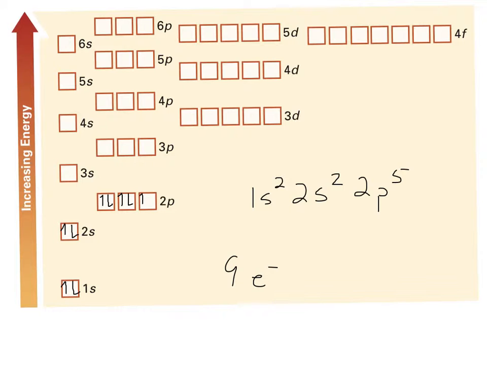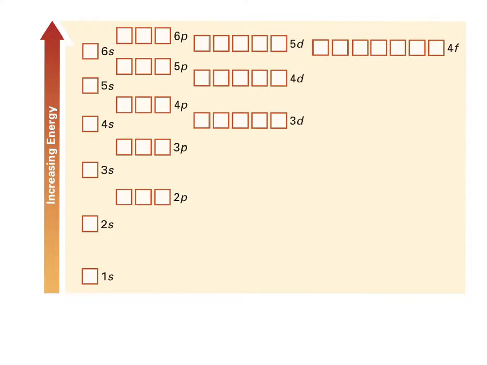So this is my configuration for fluorine. Notice that we said it has 9 electrons. If I count all the superscripts, that should total back to 9. That's an easy way to figure out if you did this right, if you at least have the right number of electrons. So there's my configuration for that one. All right, let's do another one.